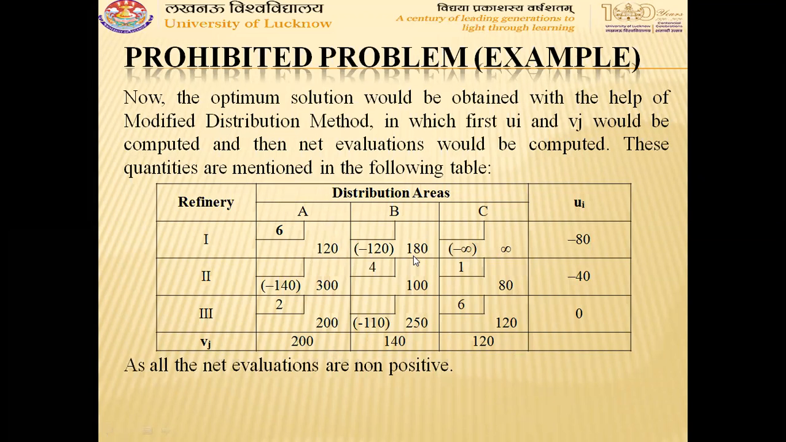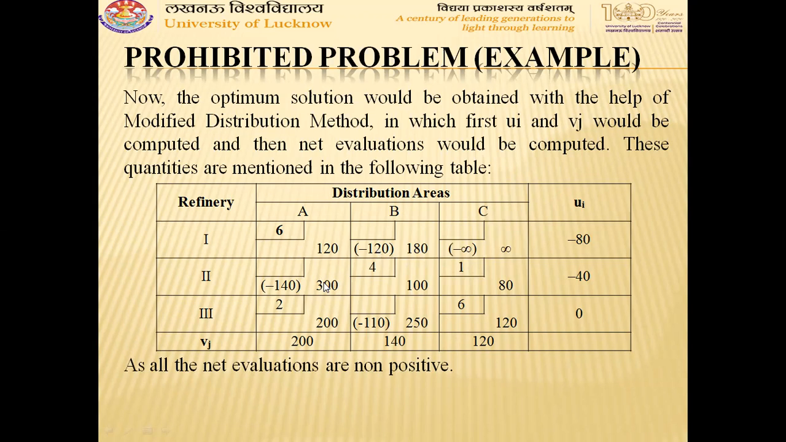Then we obtain net evaluations, which are denoted by zij minus cij, which equals ui plus vj minus cij for an unallocated cell. So the first unallocated cell is this one. Here net evaluation will be 140 plus minus 80 minus 180. That is 140 minus 260, which will give minus 120. Similarly, here is infinity, so net evaluation will become minus infinity automatically.